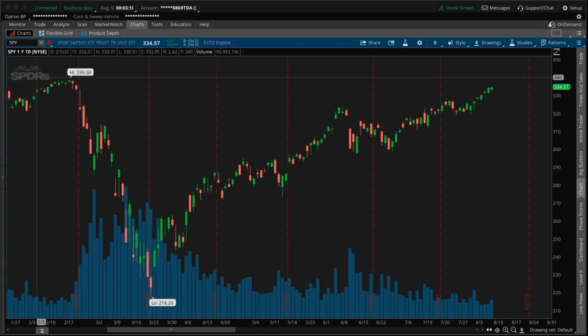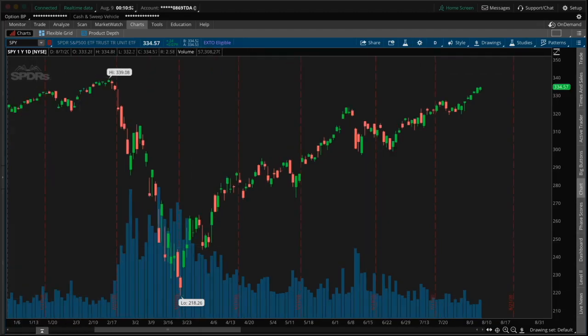So let's get started by looking at this chart of SPY. The first thing I like to look at is finding the highest daily close. And in this case, SPY had its highest daily close on February 19th at 338.34. So we'll get a straight line drawn through there.